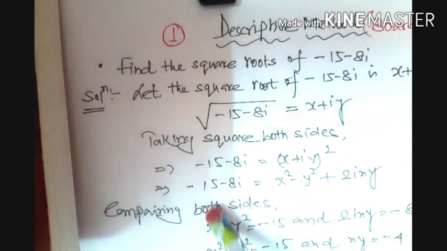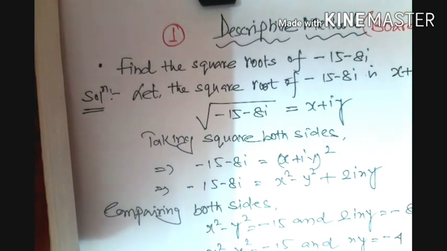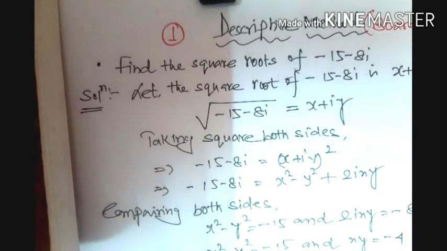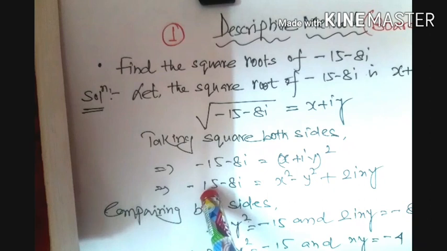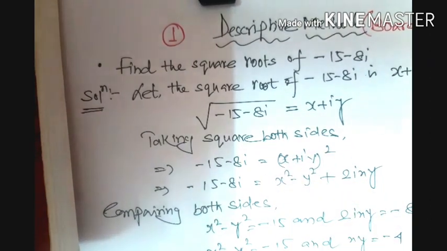So now, at the beginning of this chapter you have already learned that to compare any two complex numbers, we first compare the real part and then compare the imaginary part. So here also we are using the same method. The real part of the left hand complex number is minus 15 and the right hand complex number is x square minus y square.